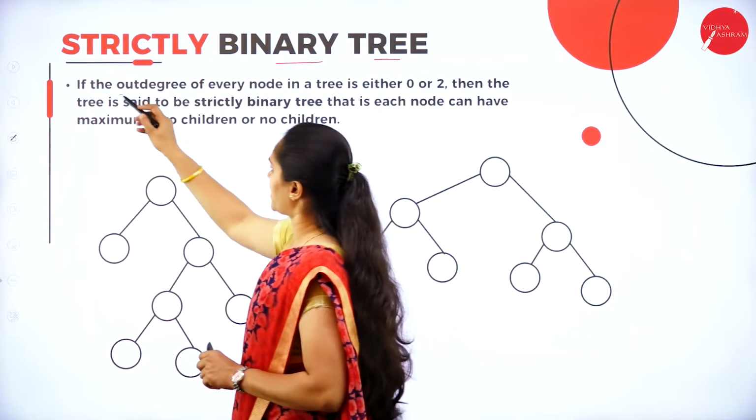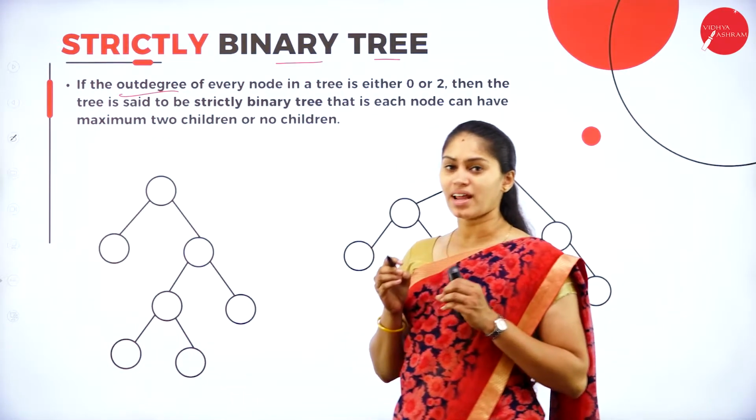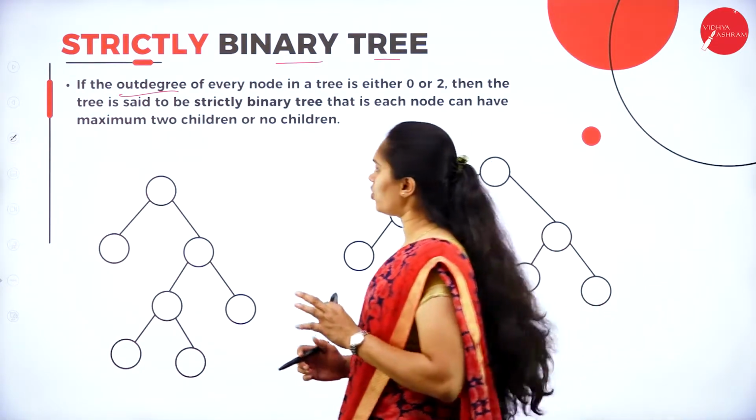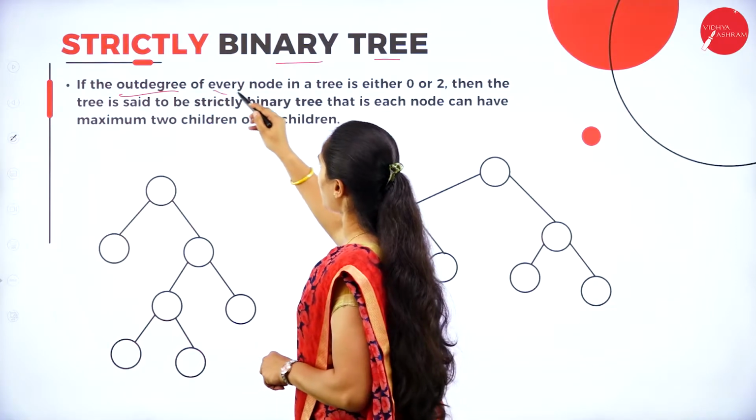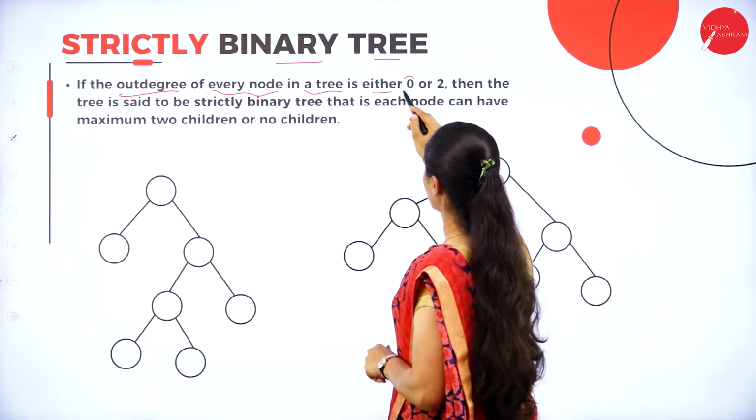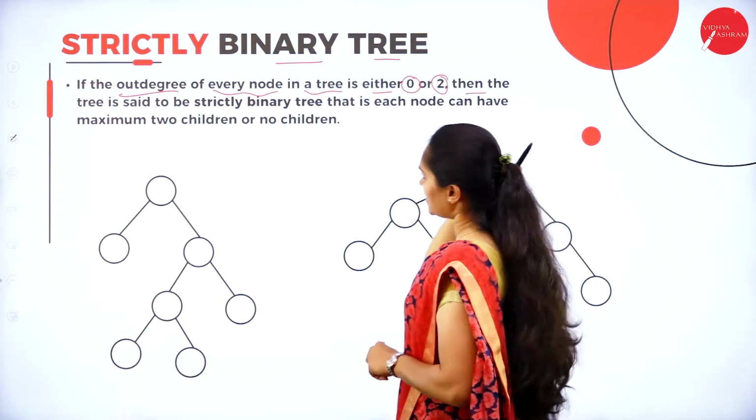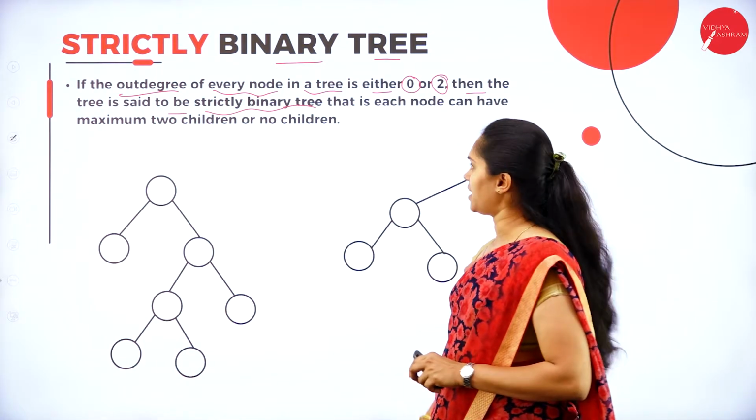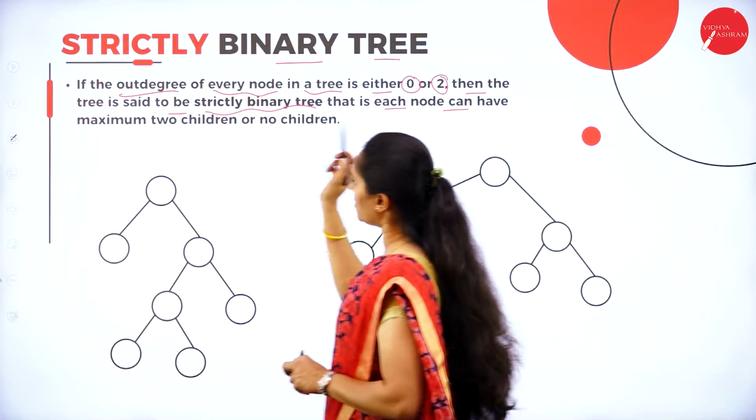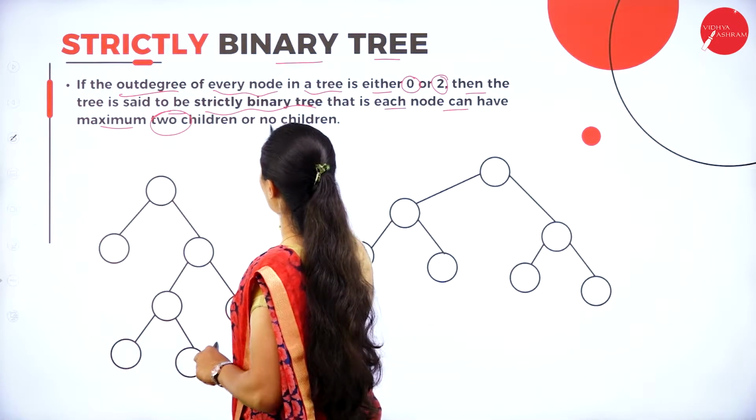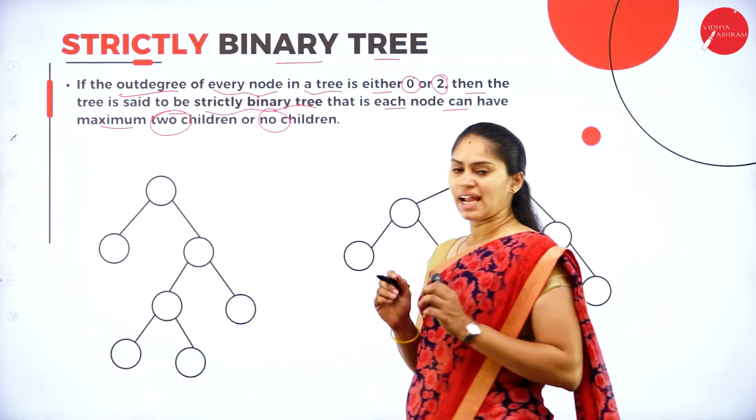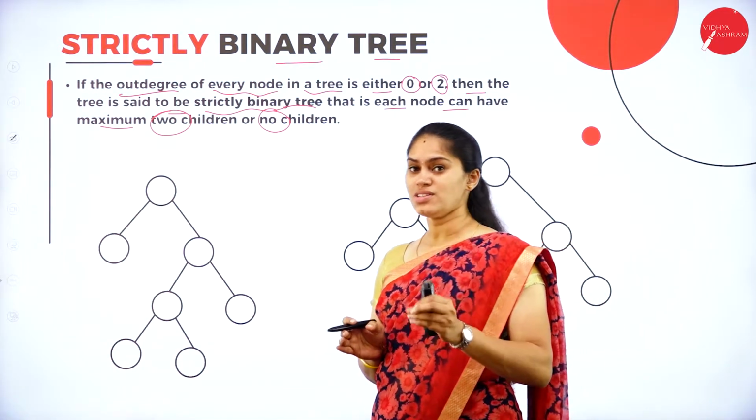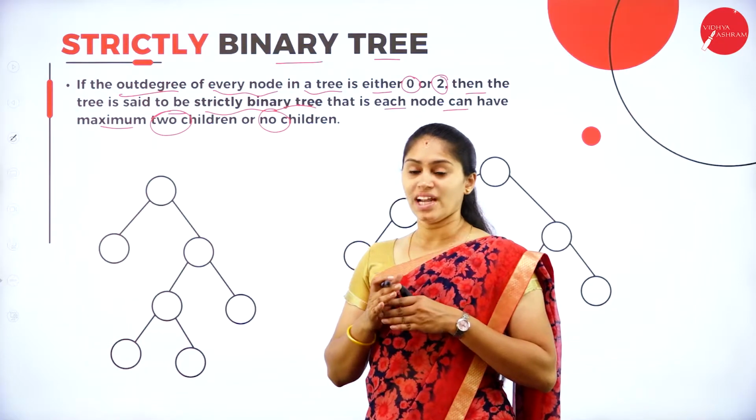The out degree, in the sense, how many links are established from that particular node. If the out degree of every node in a tree is either 0 or 2, then that kind of tree is said to be a strictly binary tree. That is, each node can have a maximum of 2 children or no children. So it can be an internal node or external node, but at most it must have only 2 children.